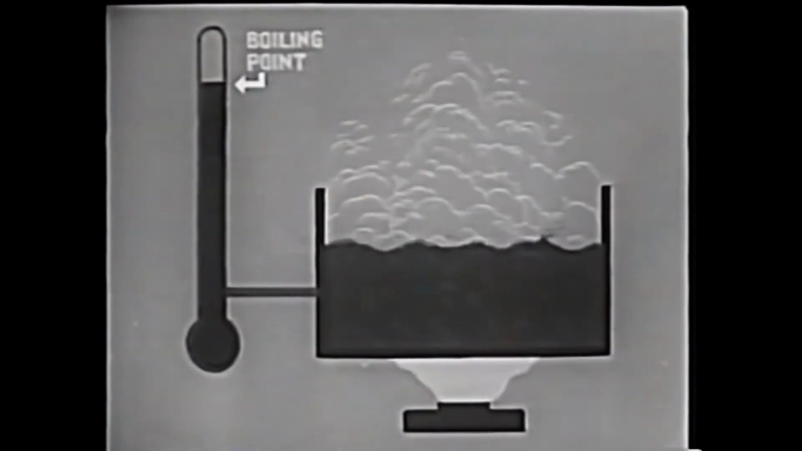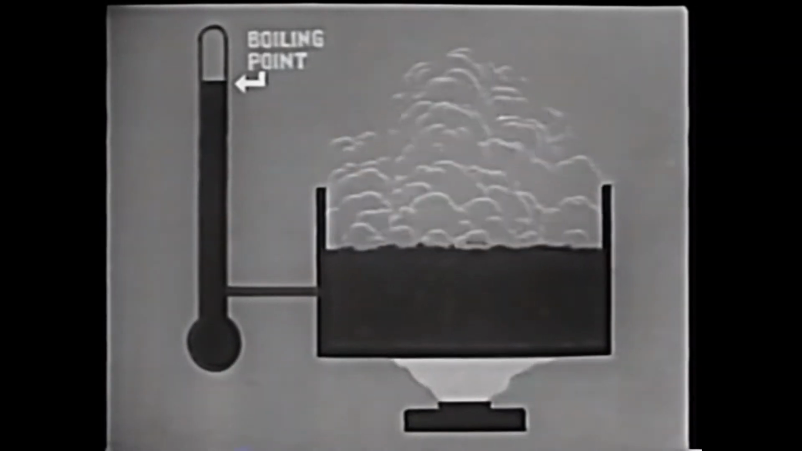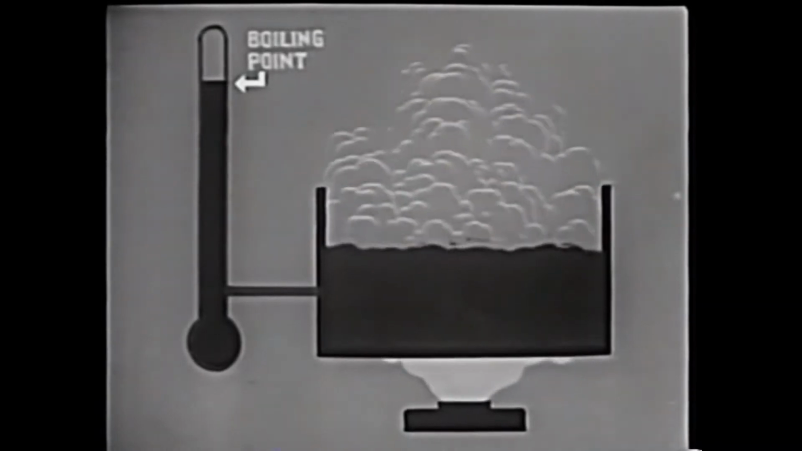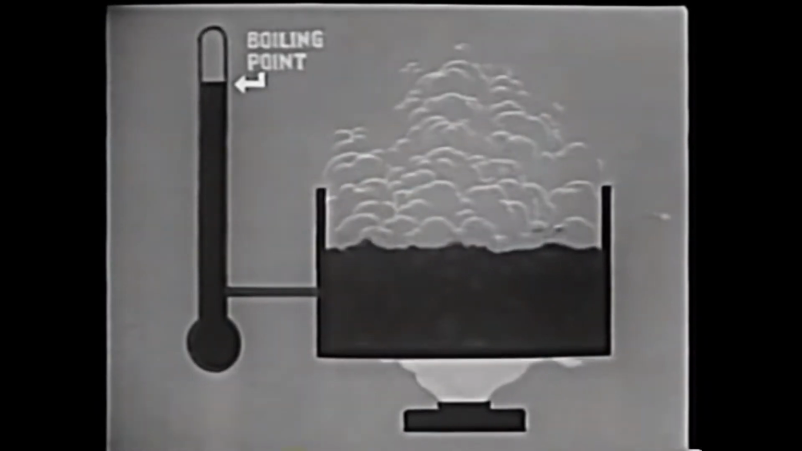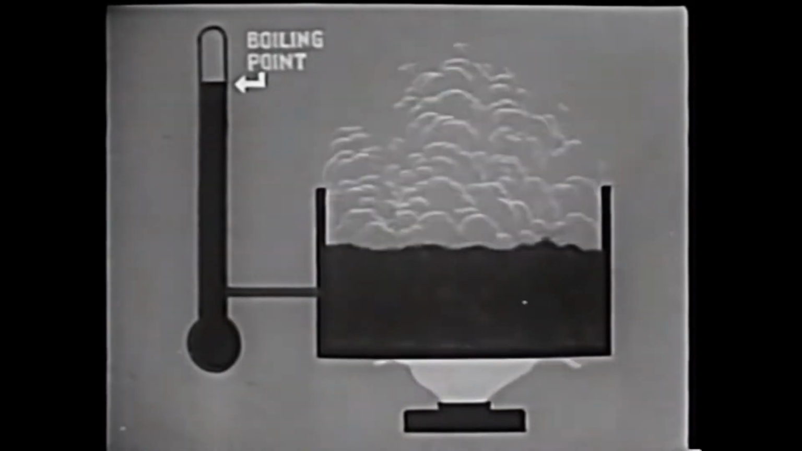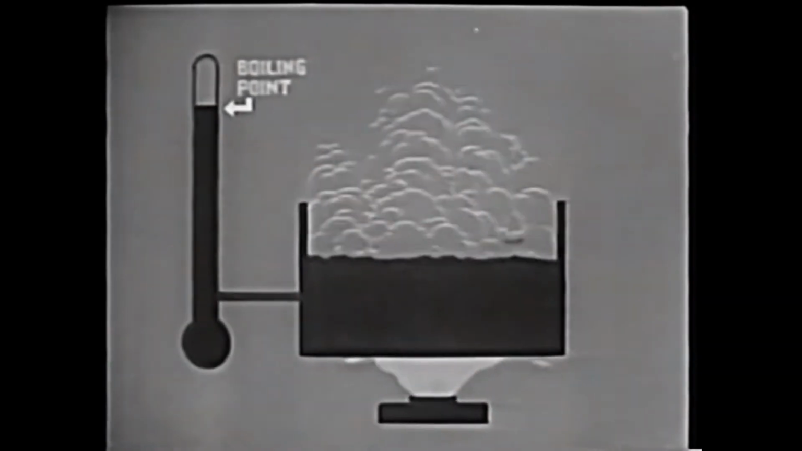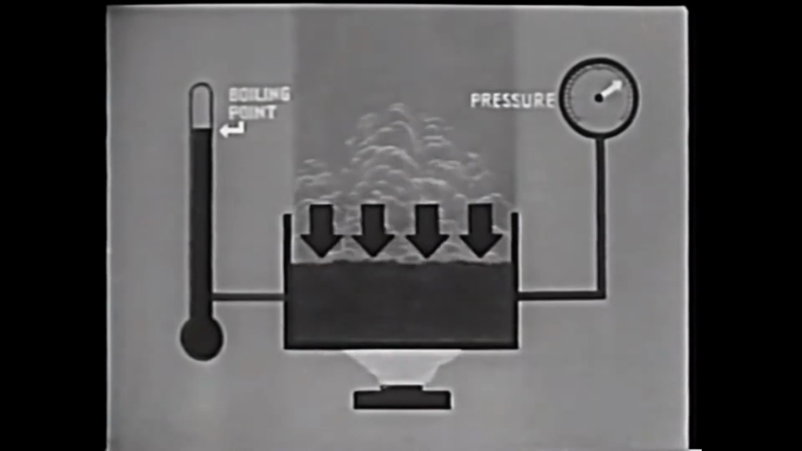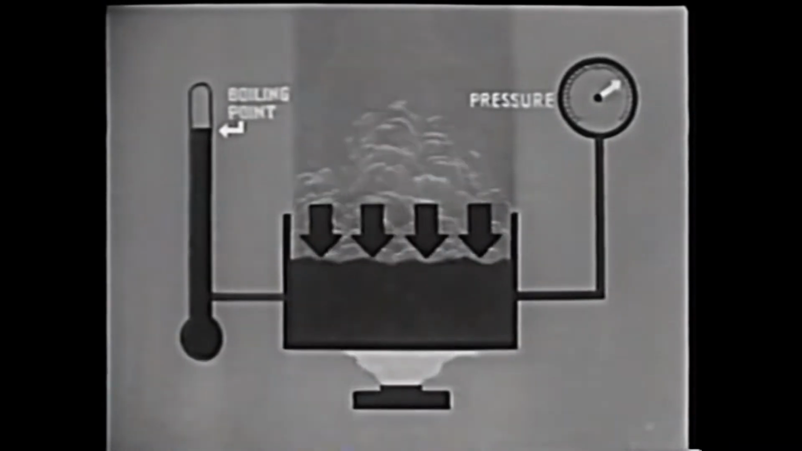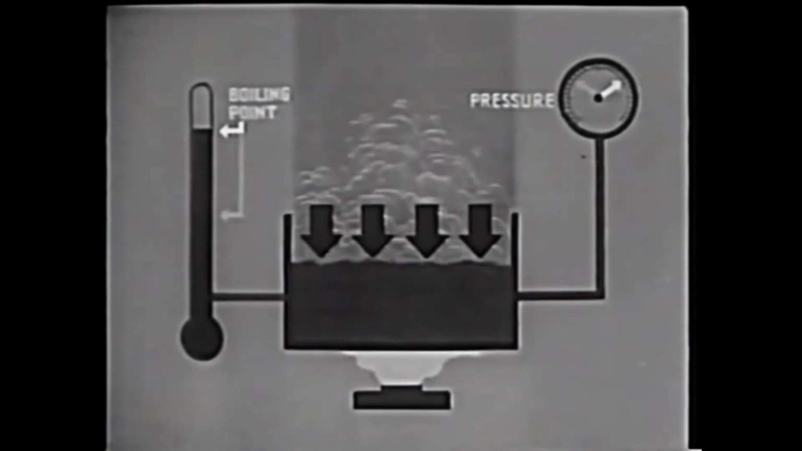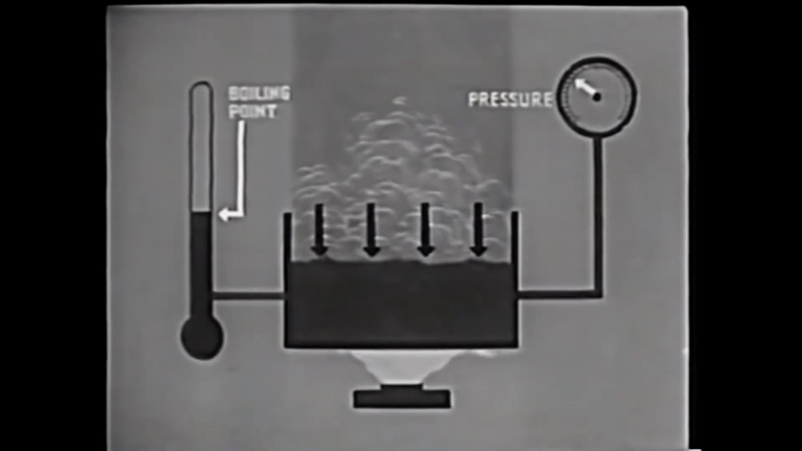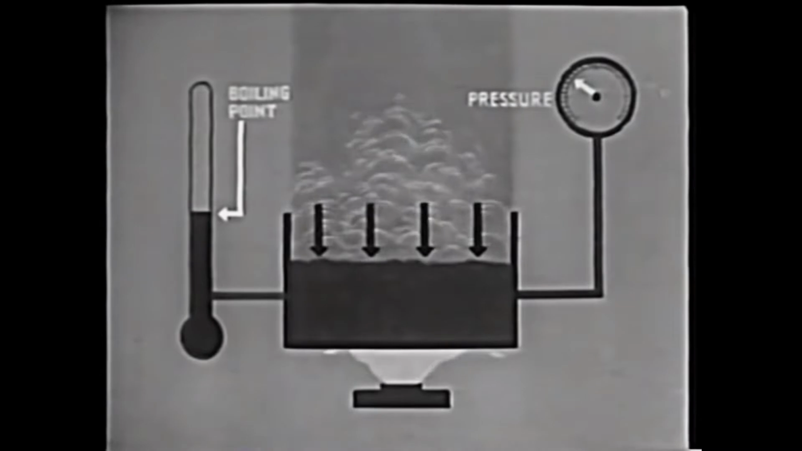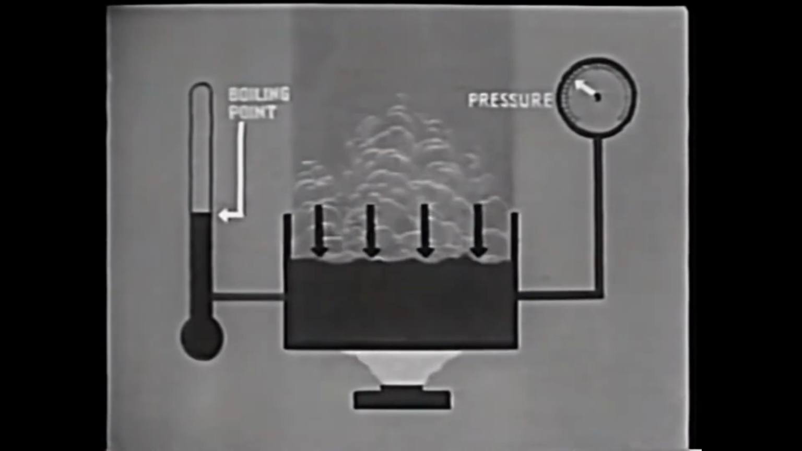We know that when a liquid is heated to a certain temperature, it boils and changes to a gas. However, it is possible to cause the same liquid to boil at a lower temperature. This is done by controlling the pressure upon the liquid. The higher the pressure, the higher the boiling point temperature. The lower the pressure, the lower the boiling point temperature. It is through control of pressure that refrigerator temperatures are controlled.